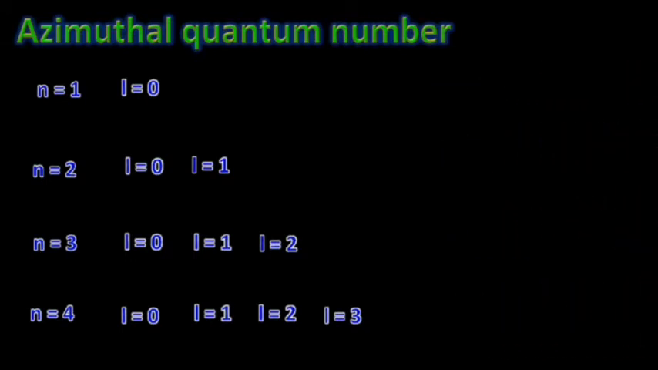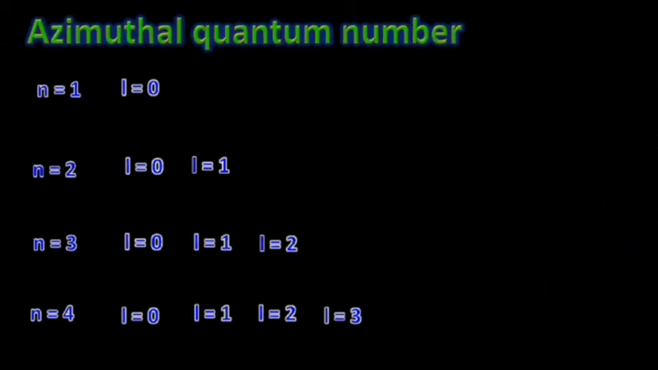L equal to 0 means it is an s orbit. Whereas coming to L equal to 1, it is a p orbit, which is dumbbell shaped. When L is equal to 2, d orbitals take a double dumbbell shape, and L equal to 3, f orbitals take complex structures.